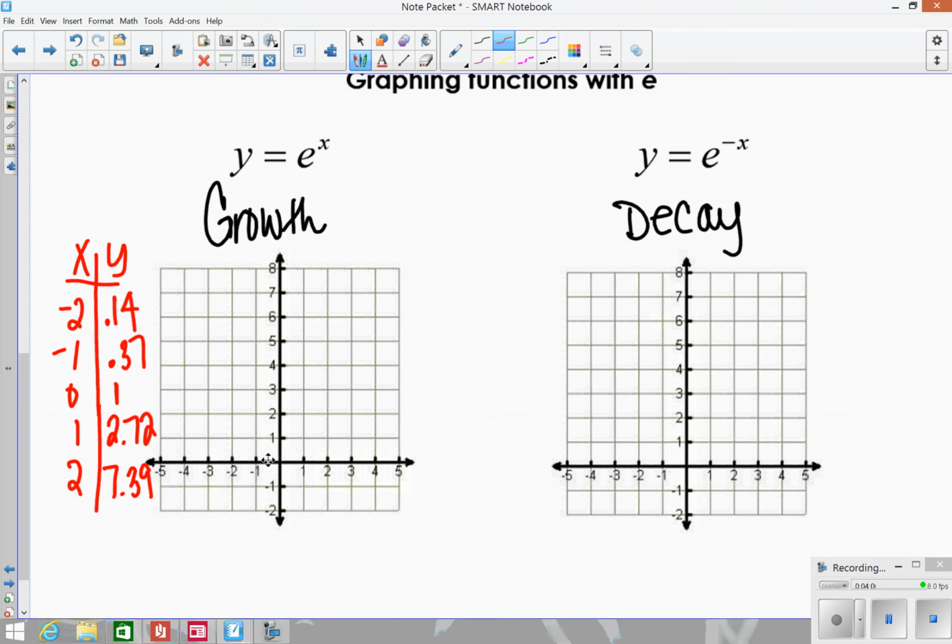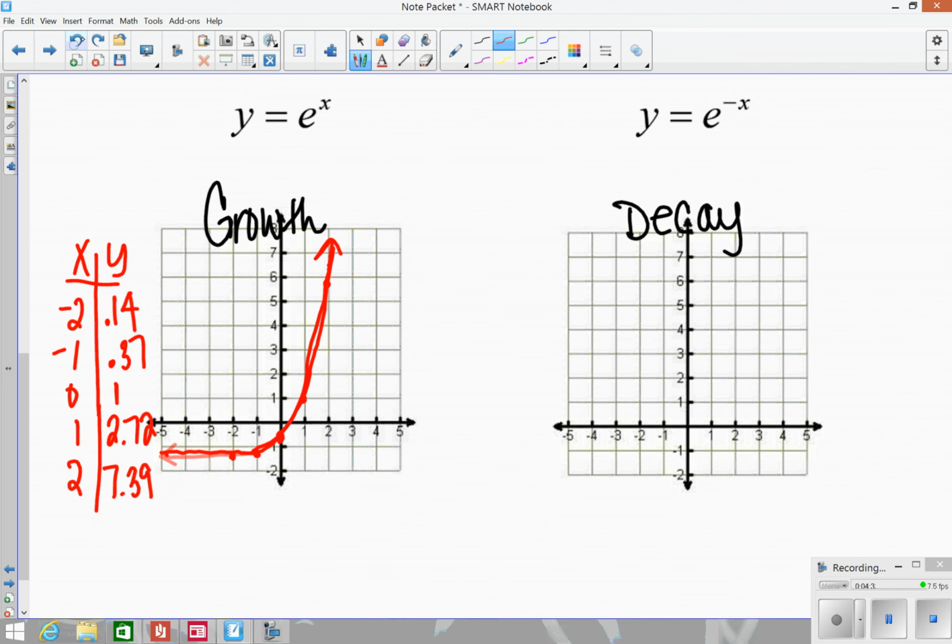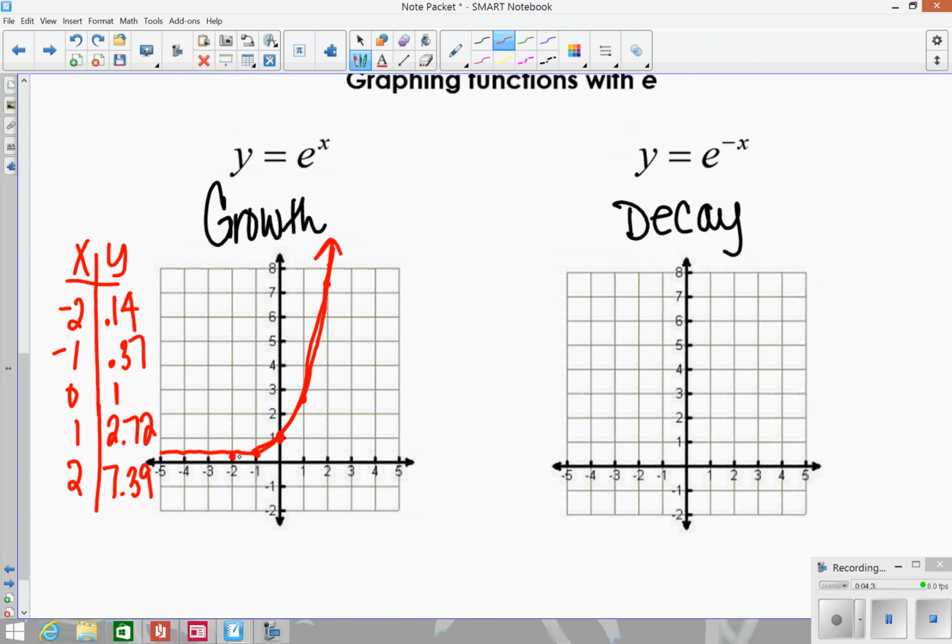Then we plot these, so we have -2 at 0.14, 1 is up 2.7, and 2 is up 7.39. And again, it's going to get really, really close to 0, but it won't actually touch 0. It should have that rounded curve like an exponential function. So this is going to be y equals e to the x.